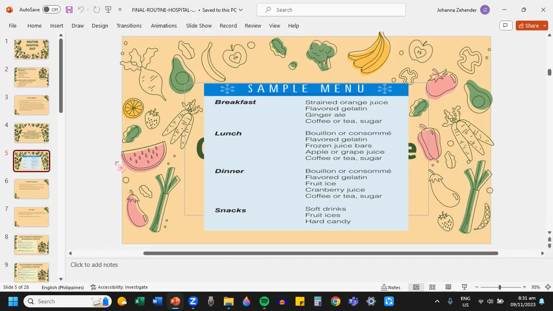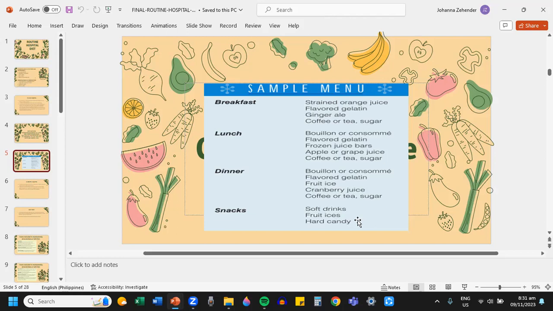Okay, nice din yung tea. Okay? Next, you have dinner. Again, bouillon or consomme, yung flavored gelatin, fruit ice, cranberry juice, coffee or tea with sugar. And then lastly, for snacks, pwede si soft drinks, fruit ices, and hard candy.